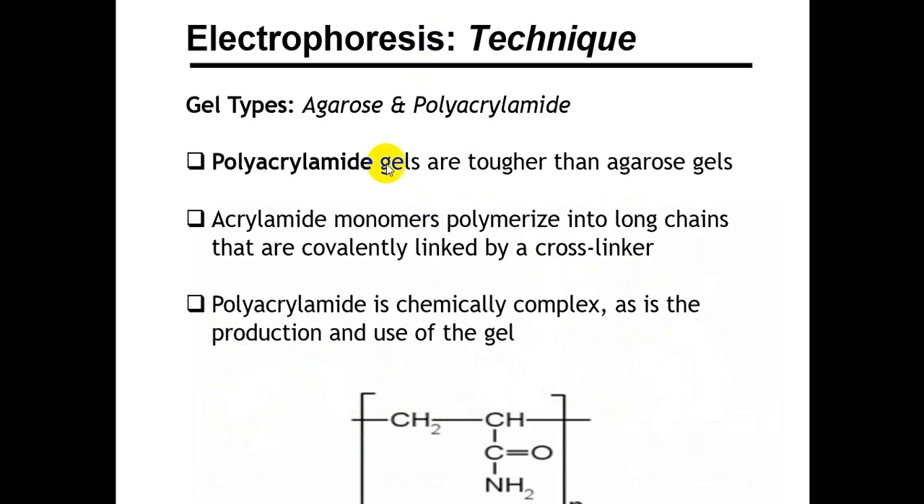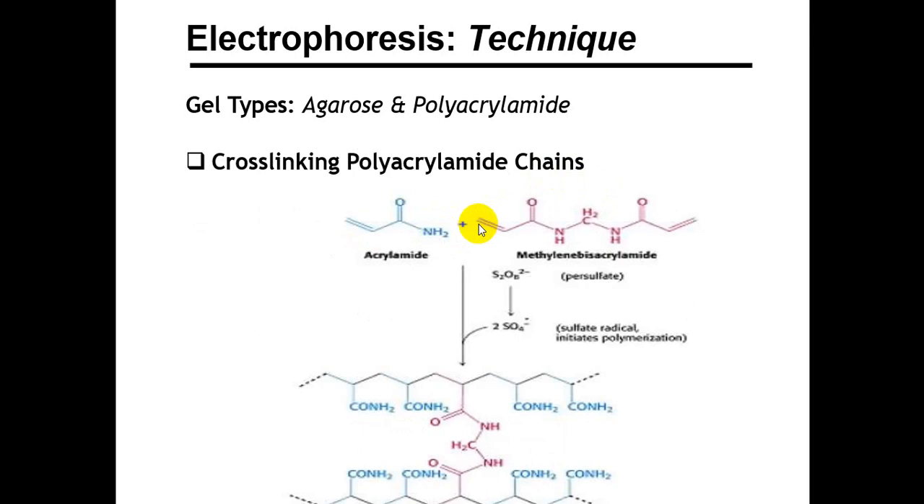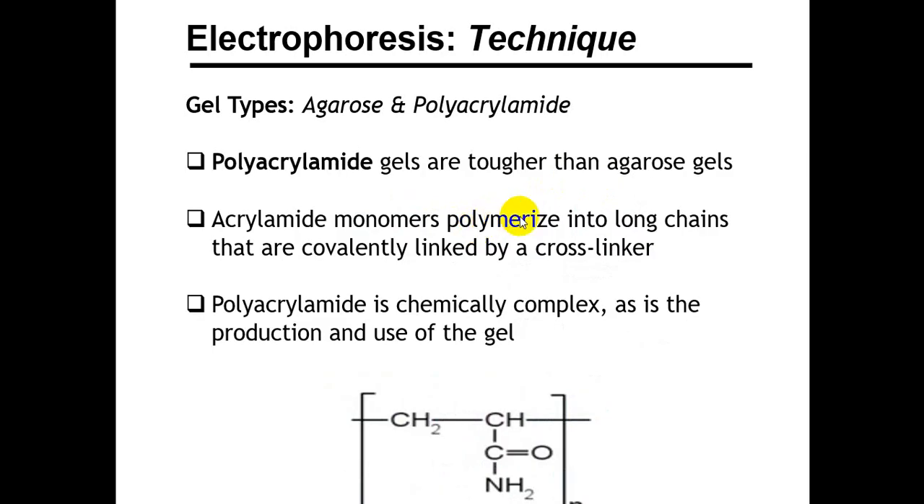Polyacrylamide gel, this is a synthetic gel. It is produced only in the industry from chemical substances. They are tougher than agarose gels. Acrylamide monomers polymerize into long chains that are covalently linked by cross-linker. We will see that later.